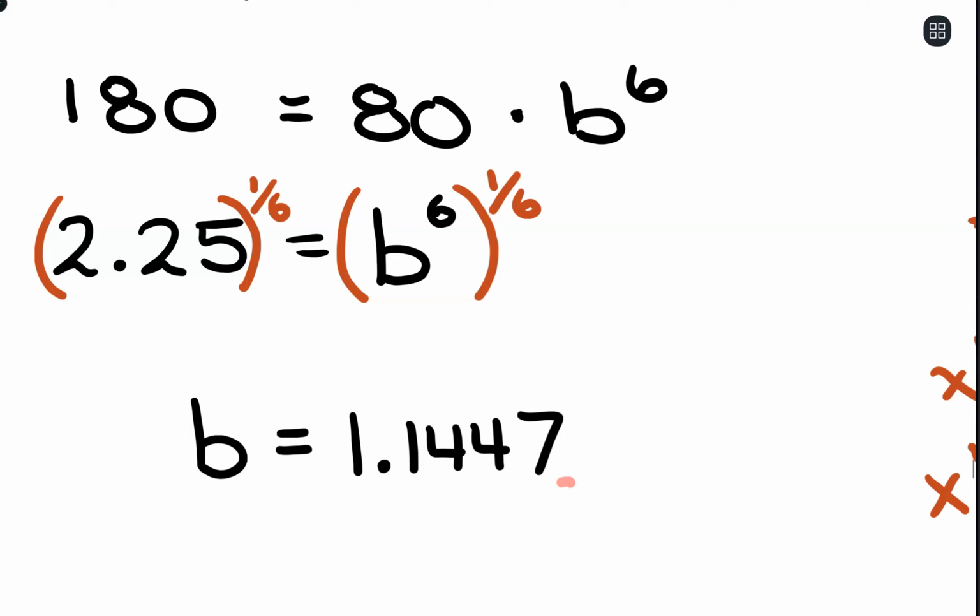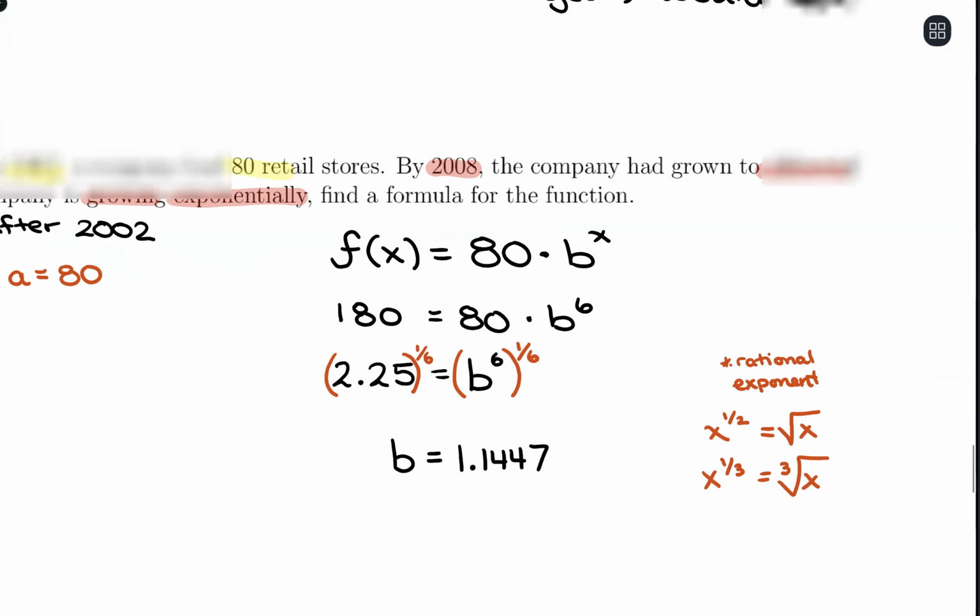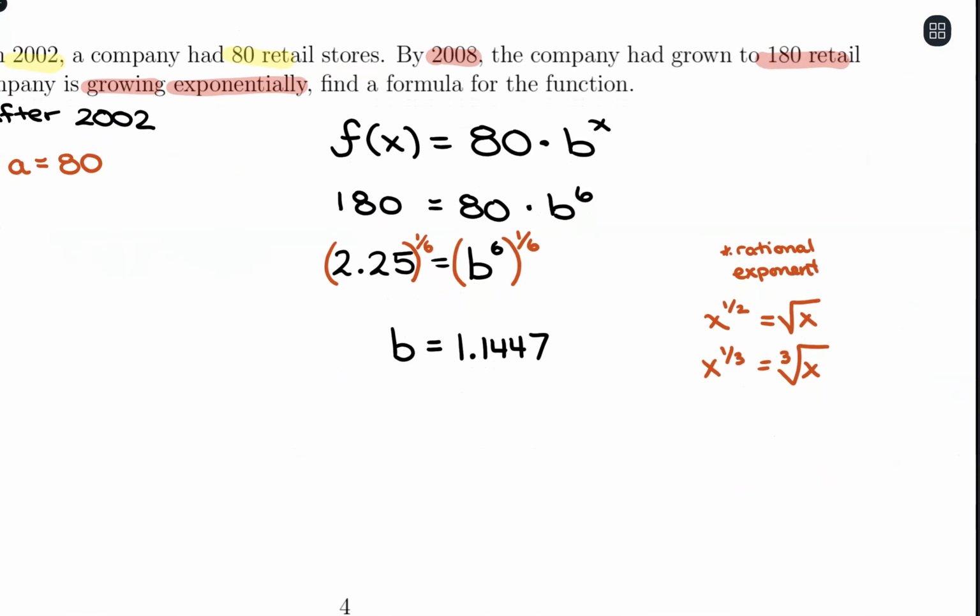With these, and especially, I guess with this one, we're not going to be plugging in values, but keep b accurate to at least 4 decimal places. If we do any sort of rounding here, it can really change answers. So at least 4 decimal places there for our value of b. So that tells me my function is going to be 80 times 1.1447 to the power of x.